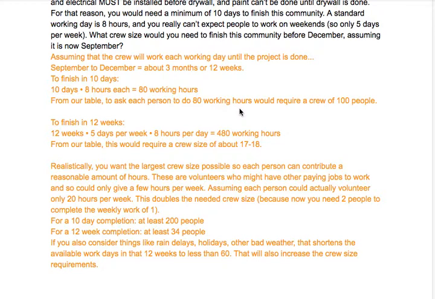Now, if I stretch that out to 12 weeks, well, 12 weeks at 5 days per week at 8 hours per day is 480 working hours. And if you were going to ask people to do that, just share the load, then a crew size of 17 to 18 could get the job done because they could do 480 working hours, just spread out over 12 weeks at 5 days per week and 8 hours per day.